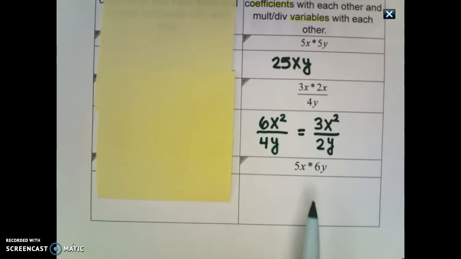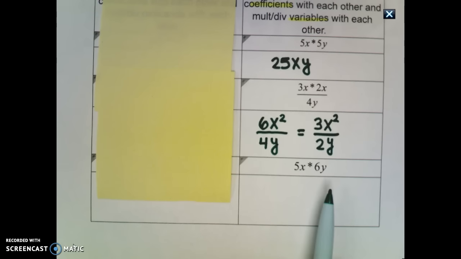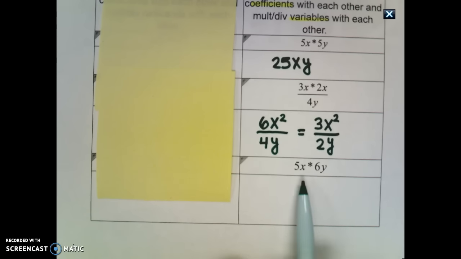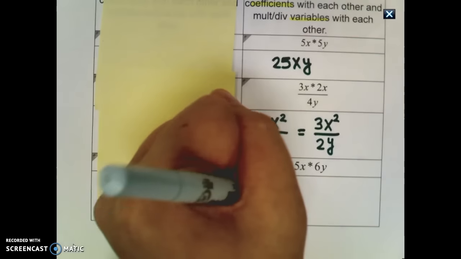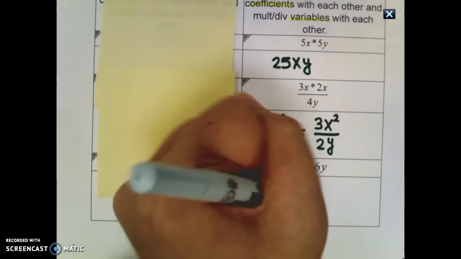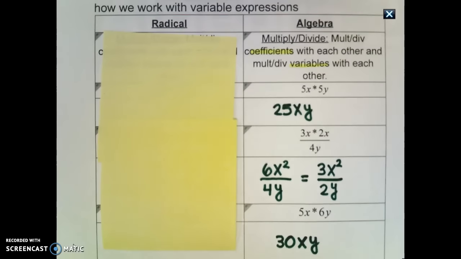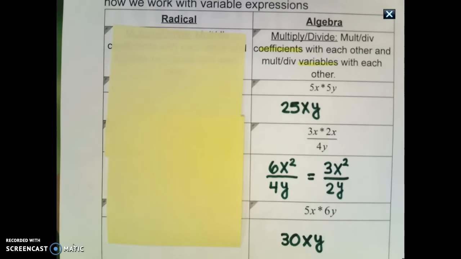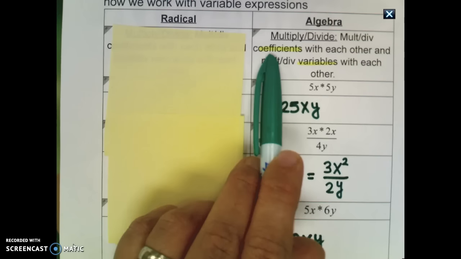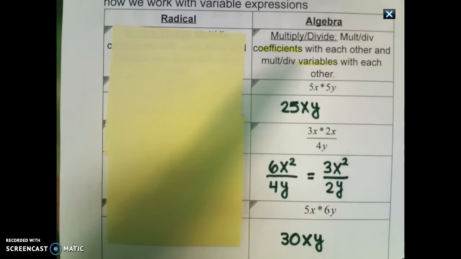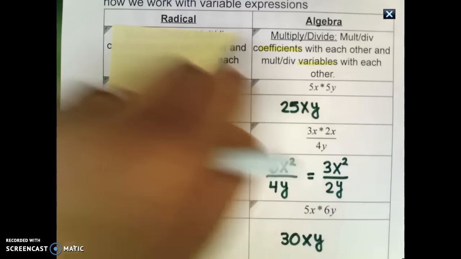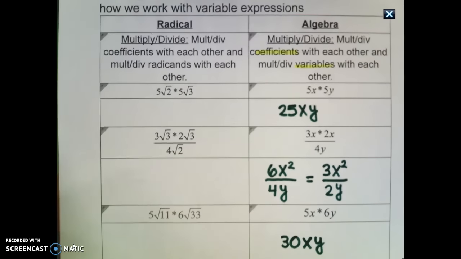And last but not least here in this problem, when you're multiplying, kind of like the first example, the 5 and the 6 will multiply to give you 30. The x and the y will combine to give you just xy. So the idea here to take away from the algebra is coefficients can only go with coefficients and variables can only go with variables. That exact same principle is applied to the land of radicals.